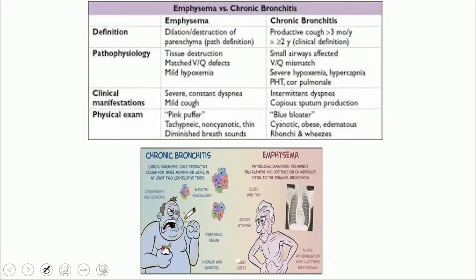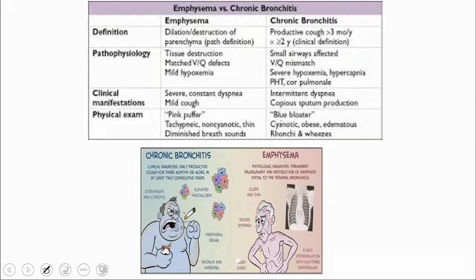Right. Now in chronic bronchitis, again it's mostly a problem of the more proximal airways. But the alveoli are normal. There is no alveolar issue. So there is a significant ventilation perfusion mismatch in chronic bronchitis. Right? So in chronic bronchitis, the large airways and the bigger bronchioles are affected.